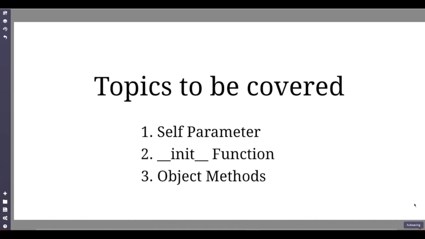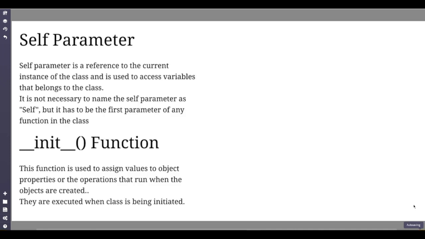Welcome to the Python programming tutorial. Today we'll be covering the following topics: self-parameter, init function, and then object methods. So let's begin with self-parameter and init function. We'll be understanding self-parameter, init function, and object methods together in a combined program. First, let's go through the definitions of all the three.